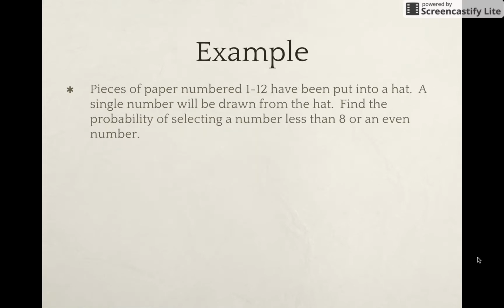Let's take a look at an example. Say we have pieces of paper numbered 1 through 12. Those numbers have been put into a hat. A single number will be drawn from that hat. We want to find the probability of selecting a number less than 8 or an even number.